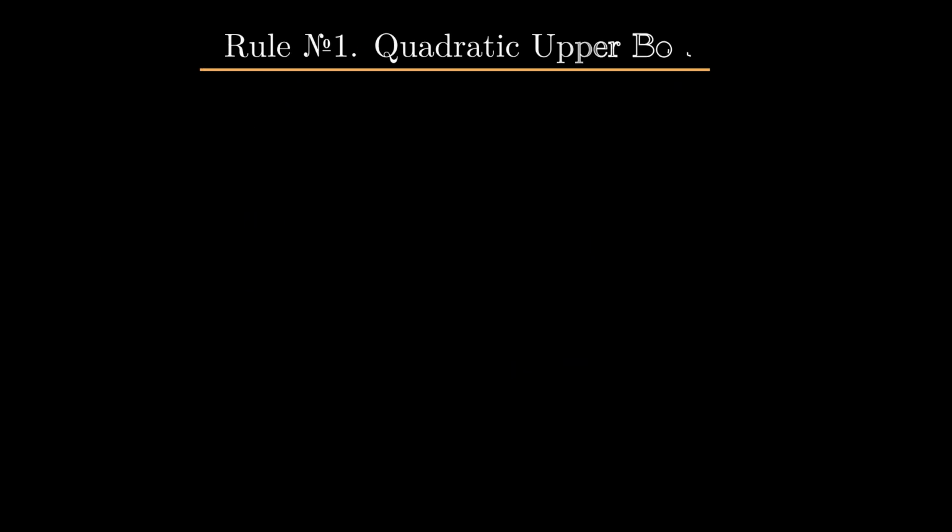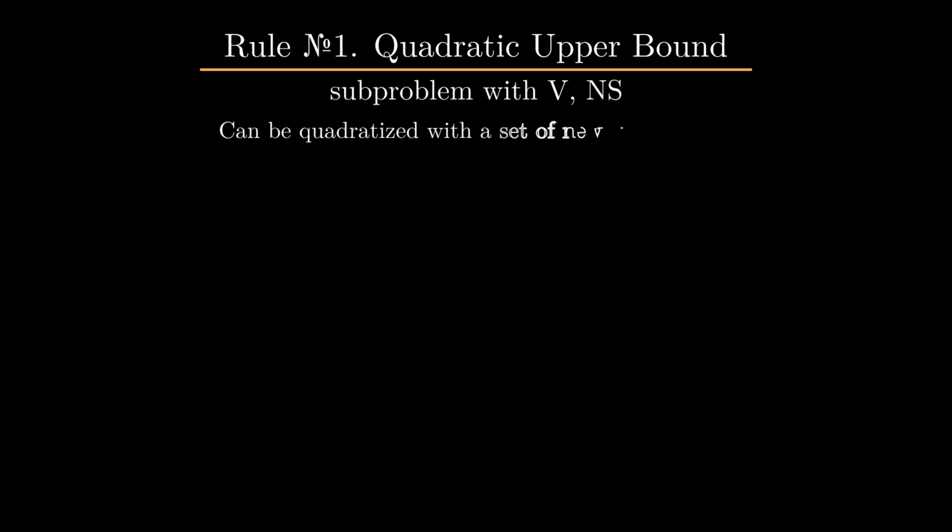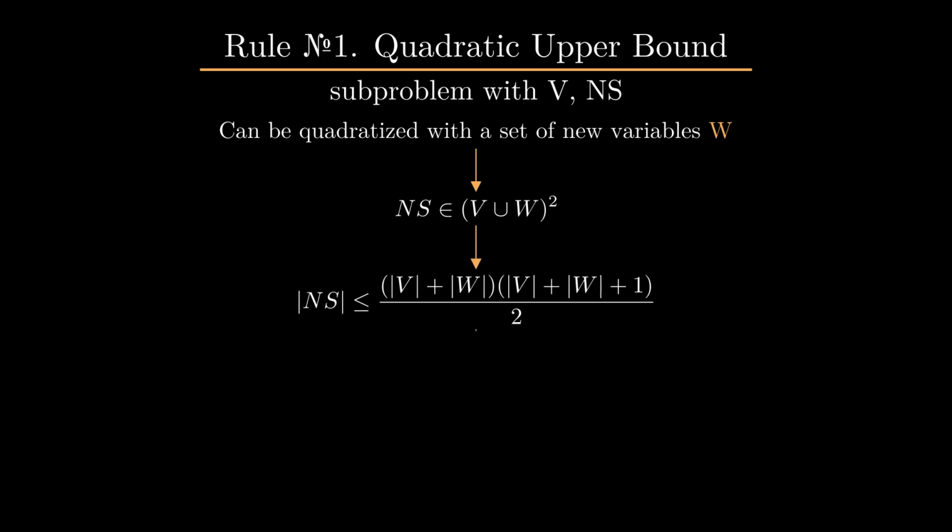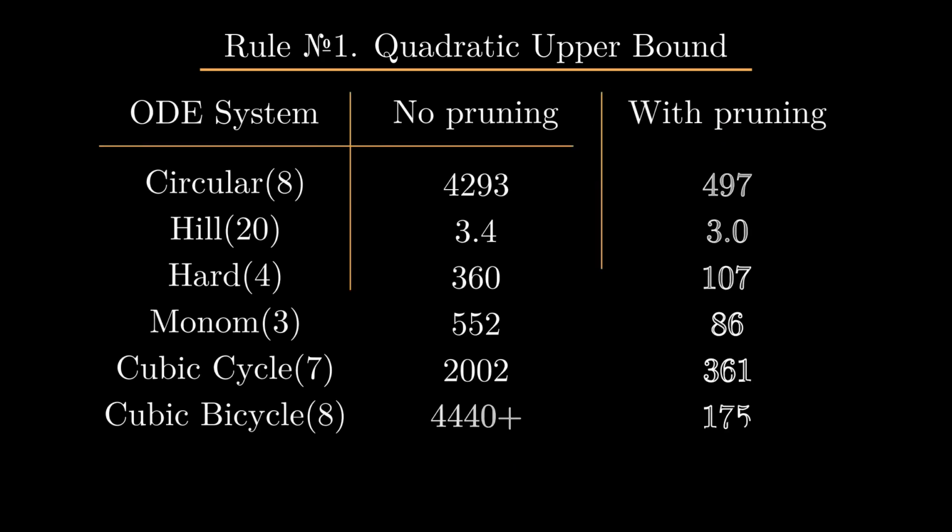Let's start with the rule based on the quadratic upper bound. Consider a subproblem with generalized variables V and a set of non-squares ns. Assume that it can be quadratized by adding a set W of new variables. This would imply that non-squares are inside the squared union of given variables V and the new variables W. This yields a bound on the size of non-squares. Since we know V and ns, we can find a lower bound for the size of W. This rule, although it's simple, significantly improves the performance of the algorithm.